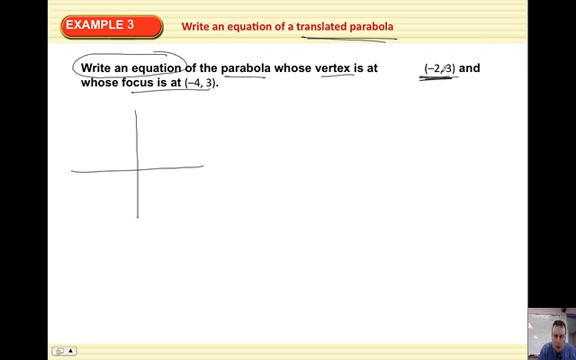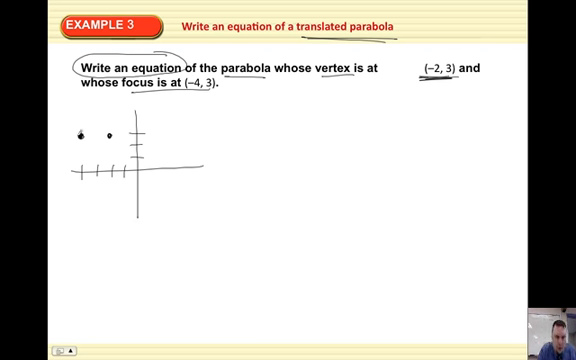So, negative 2, 3 is the vertex. Negative 1, 2, 1, 2, 3. Put a point. Focus, negative 4, 3. 1, 2, 3, 4, 3. There is the focus.